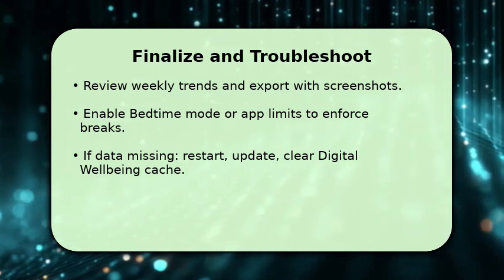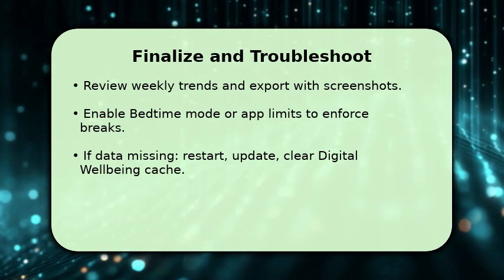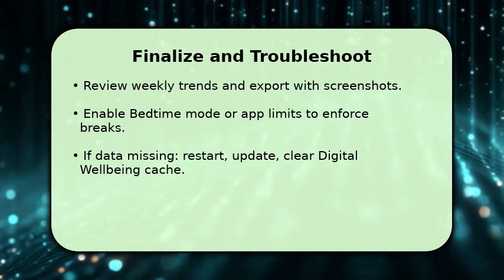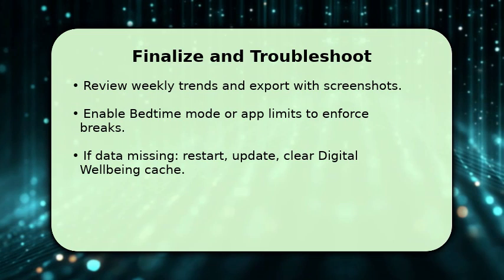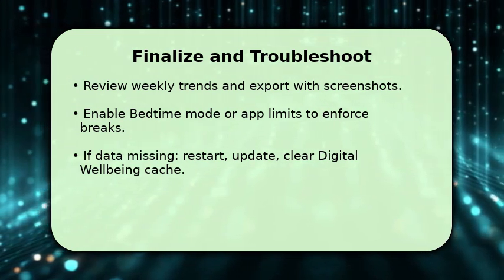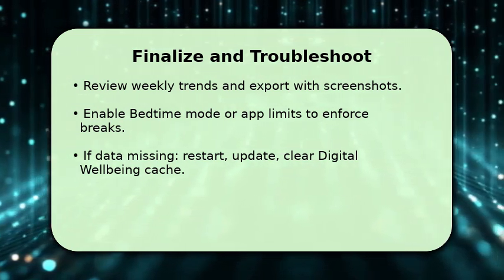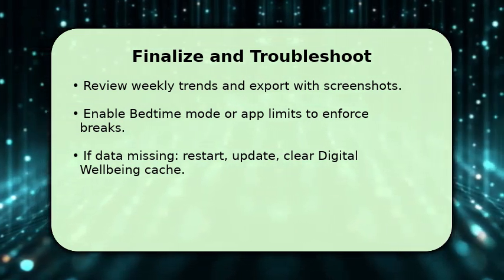If numbers look wrong, first restart the phone, then check for system updates and clear the Digital Wellbeing app cache in Apps Digital Wellbeing. If that still fails, toggle usage access off and on for the app to force a fresh permissions sync.